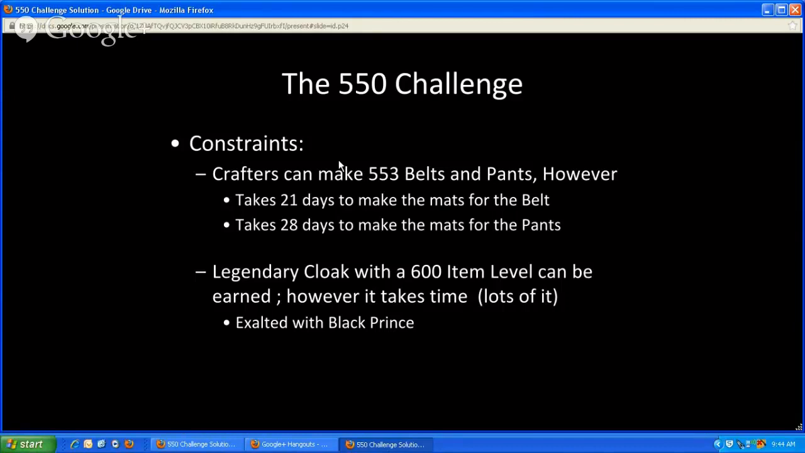What I've done is I've made the pants, but once I get the tier pants, I will switch those over to my DPS spec and use them there. So that's something else you can do if you have an off spec.